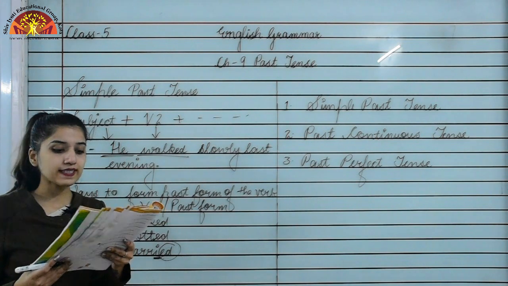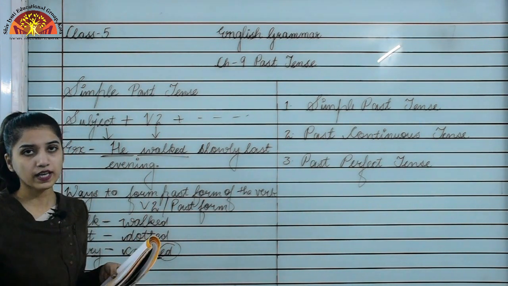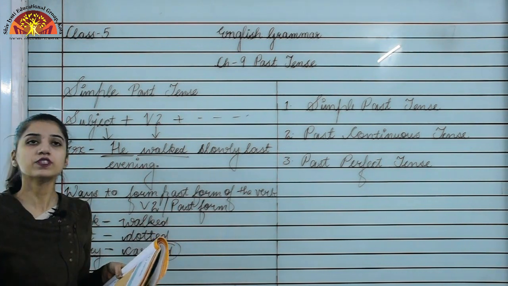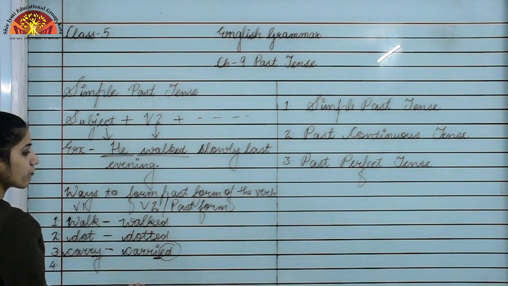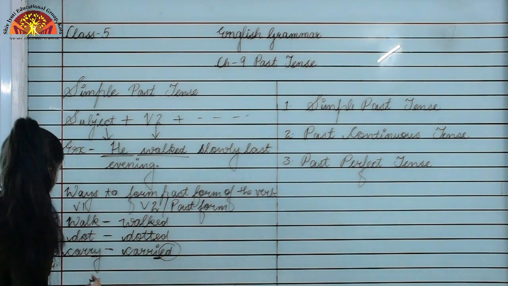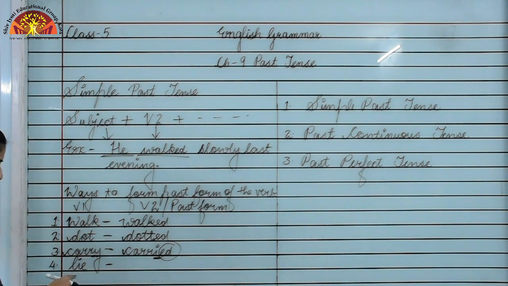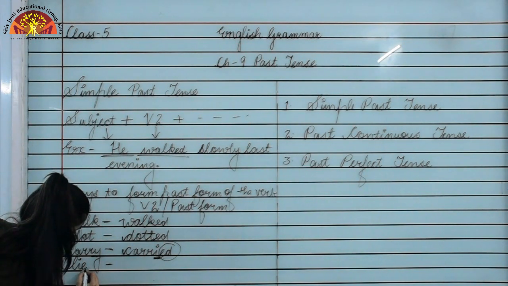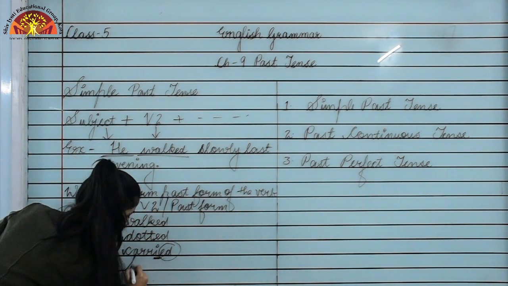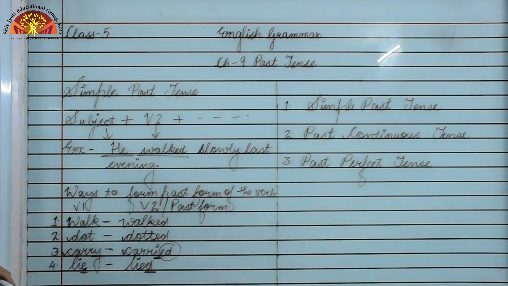Add d to the words ending in e. With the words that are ending in e, we just need to simply add d at the last to form the second form or the past form of the verb. If it is lie, this is the first form of the verb. What we have to do, it is ending with what? It is ending with e, right? So we just need to add d at the last.